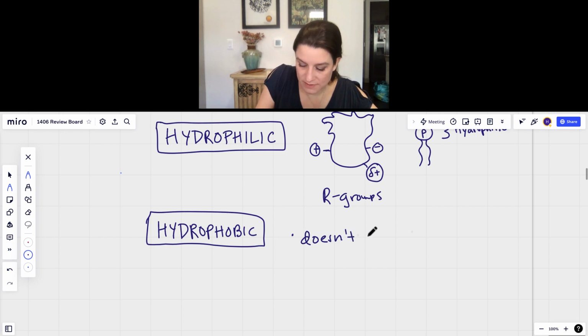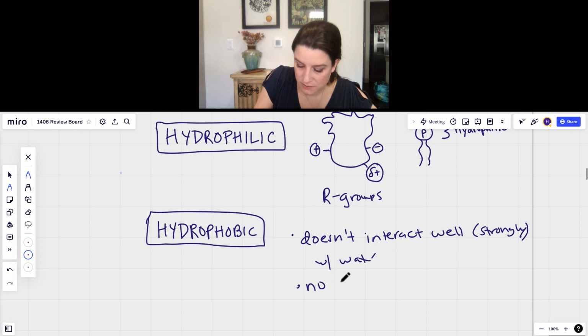So hydrophobic doesn't interact well or strongly with water. Why? Because there's no hydrogen bonds. But it does stick a little.